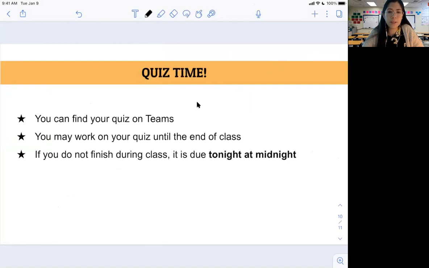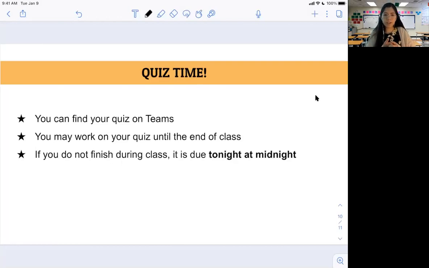I'm about to put it on Teams. It'll be under period 1. You have the whole remaining time to work on it. And if you don't finish during class, it is due at midnight tonight. Now, what else is due at midnight tonight? Homework. The Khan Academy. So remember when I said get it done ahead of time? That's because there's also this now. So if you left it for the last minute, then I'm sorry, but you've got a lot of work to get done tonight.